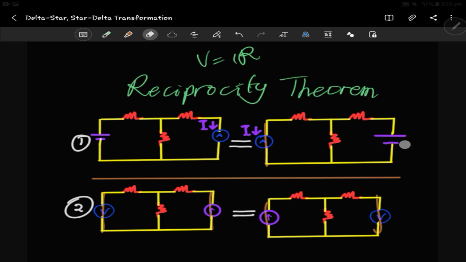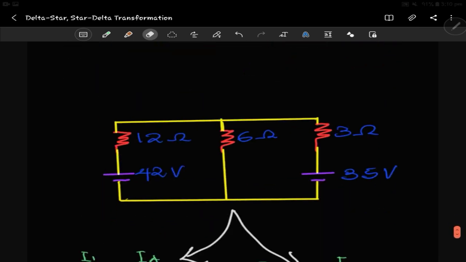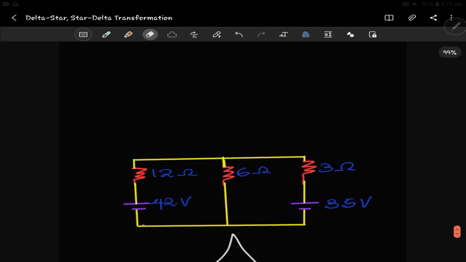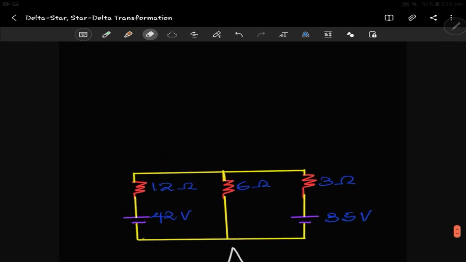So let's look at an example here. So this is an example, and the question is that we should find the current across this 3 ohm resistor.